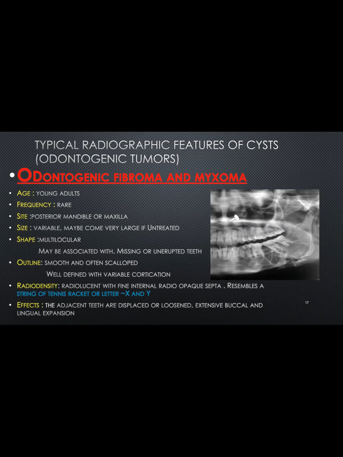So it's rare. It happens in the posterior mandible or maxilla. And what really gives it a characteristic is that if you look at the X-ray, it's radiolucent, but you could see as if there's like a string of tennis racket or even X's and Y's. That's how you could tell that that's an odontogenic fibroma or myxoma. The outline is usually smooth and often scalloped. The adjacent teeth to that lesion are displaced or loosened. Extensive buccal and lingual expansion can occur.